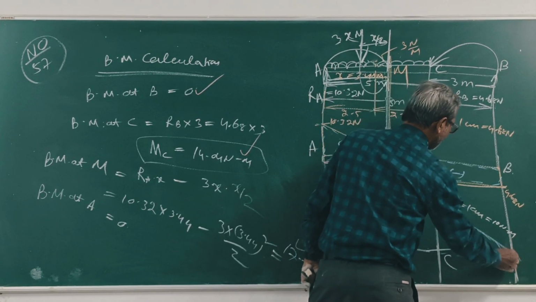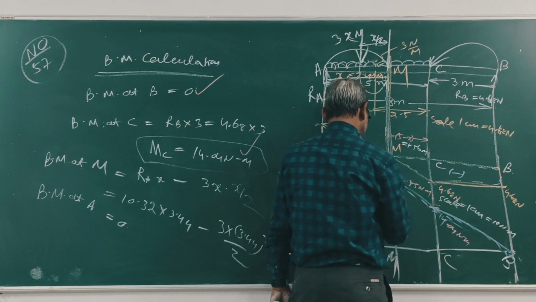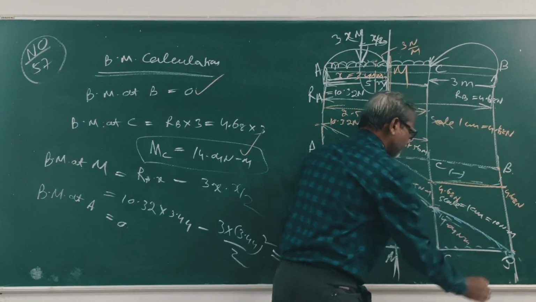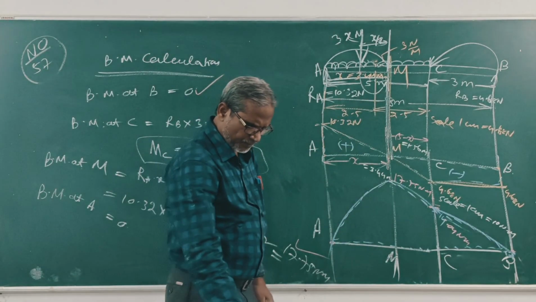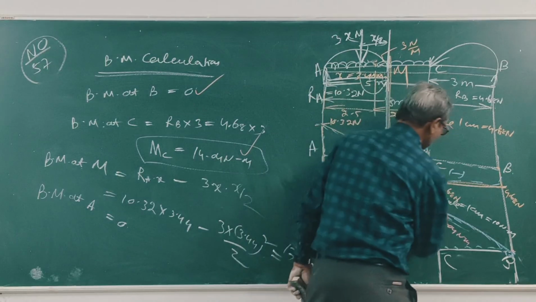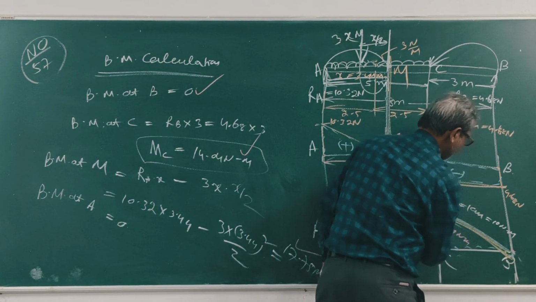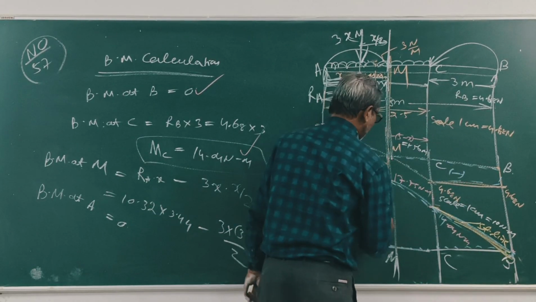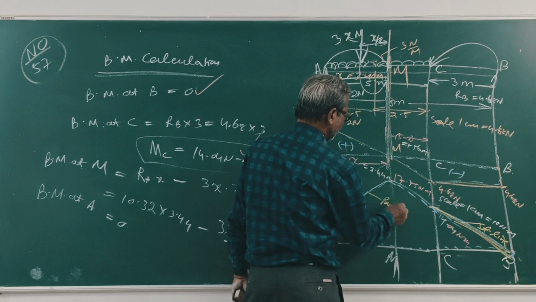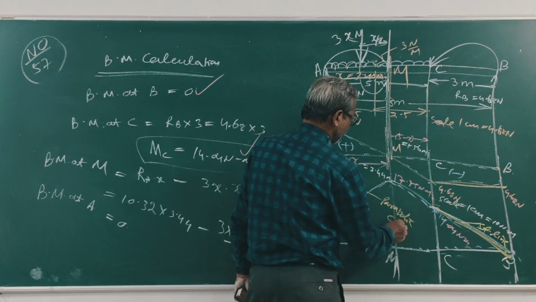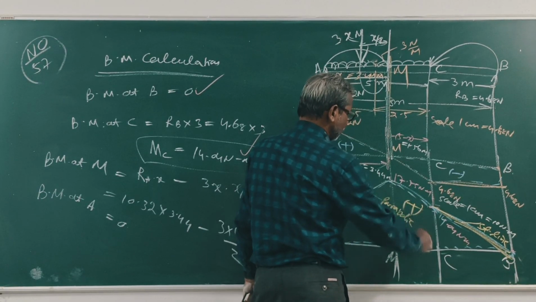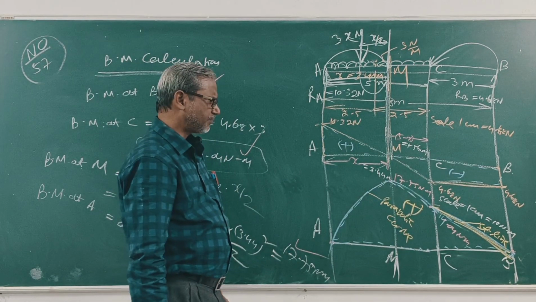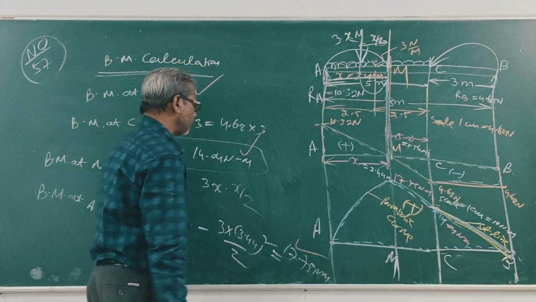Clear? Right? This is straight line. This is parabolic curve. All are positive. So all are done. They are above the baseline. Right? Now, this is problem number 57.